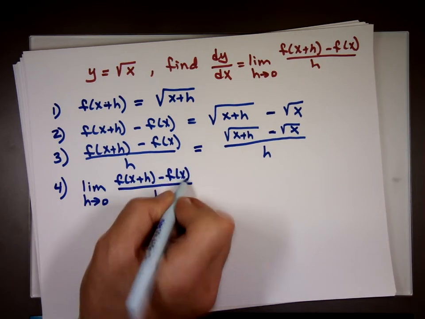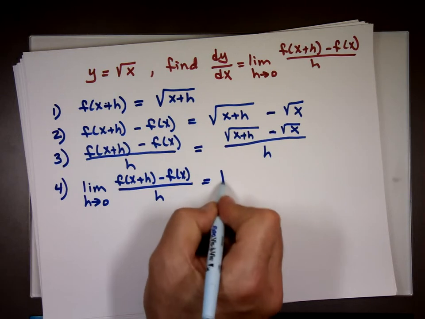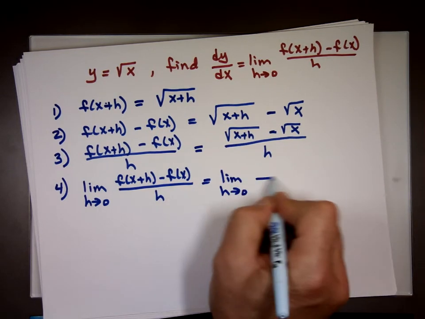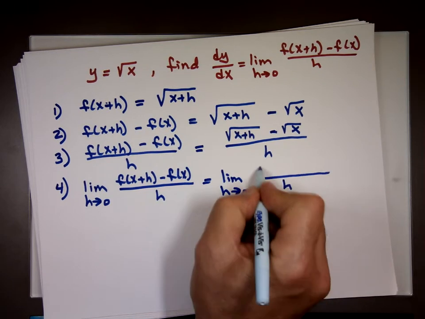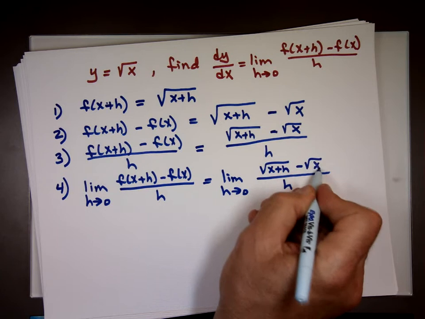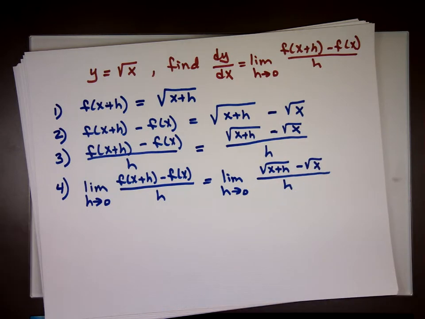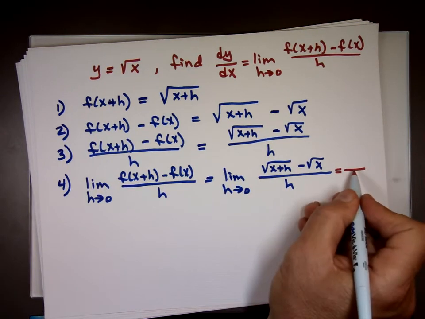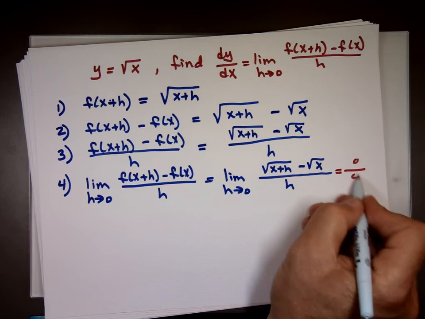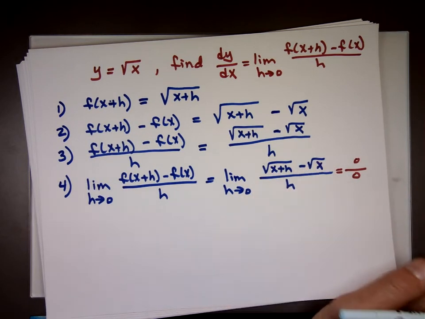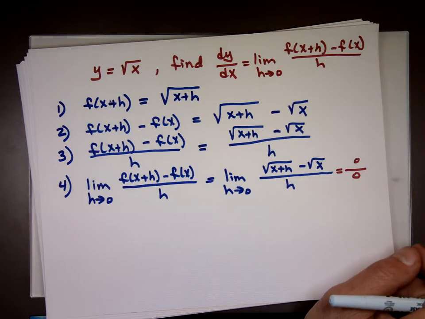Let's take the limit now. And let's find the limit. We know the first step is direct substitution. If you let h be 0, what do you have? 0 over 0, right? Because that'd be the square root of x minus the square root of x, which is 0. Now we got a problem.